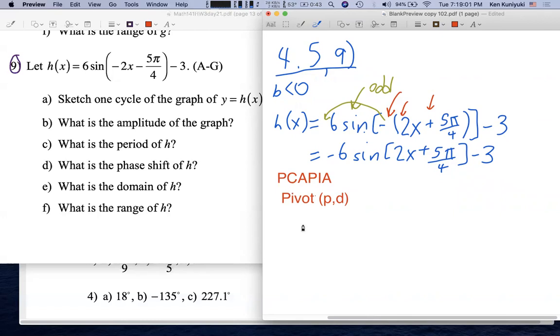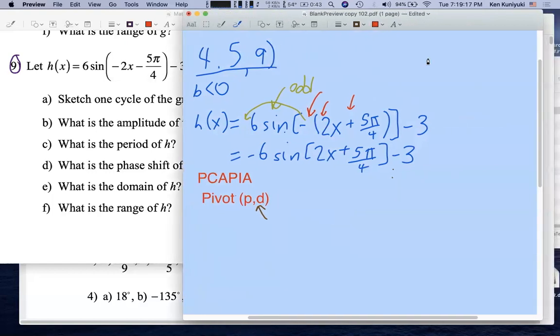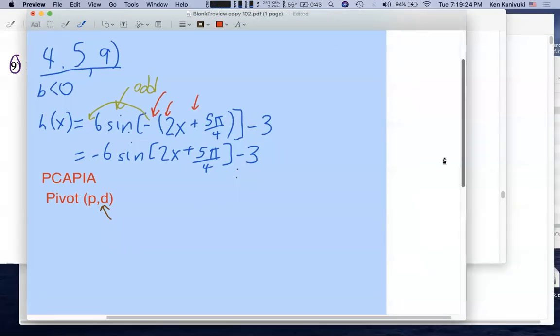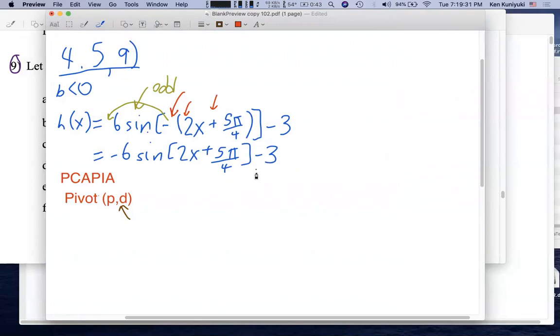Now, D is normally easy to find, right? Because it's basically the constant piece over here. By the way, we know what the old problem is. I know it's A through F, but I'm going to do the Picapia thing anyway. So the -3 is going to be the value for D. It's the loose constant term hanging out there. It's the vertical shift. And this corresponds to the fact that the pivot's going to go down 3 units from the origin for now.